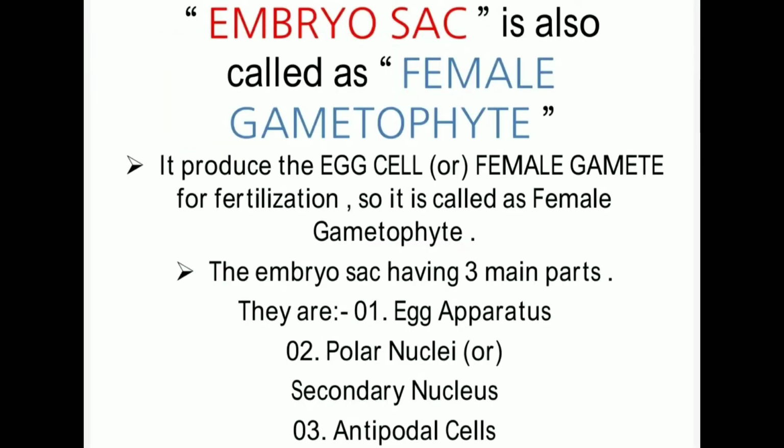The embryo sac is also called the female gametophyte. It produces the egg cell, or female gamete, for fertilization, so it is called the female gametophyte. The embryo sac has three parts: first, the egg apparatus; second, the polar nuclei or secondary nucleus cell; and third, the antipodal cells. The embryo sac is developed in the ovule, or megasporangium.